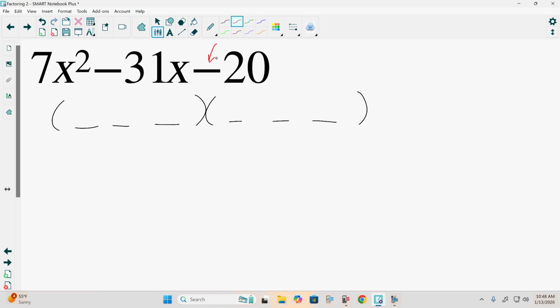Well, what's the sign of our third term? Negative, so our signs are opposite. One's going to be positive, one's going to be negative. Now, which one we put as plus, which one we put as minus at this point really doesn't matter. We just need to put one of the signs as plus, one of the signs as minus.